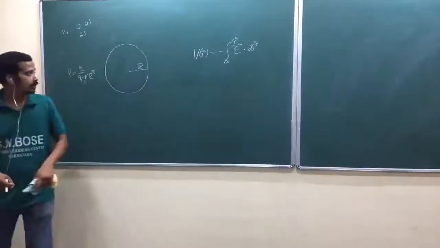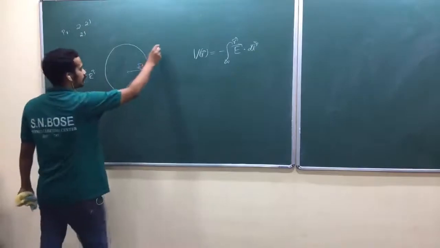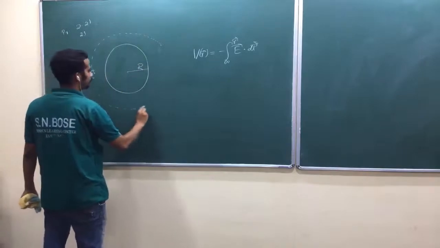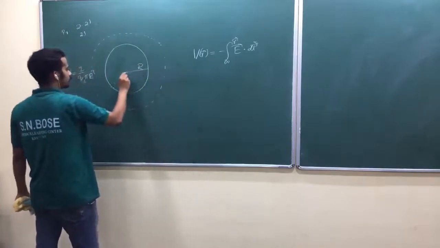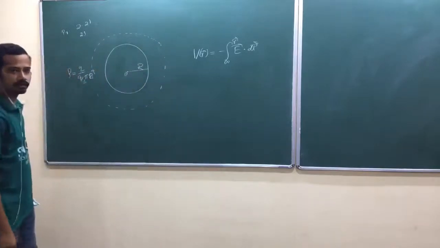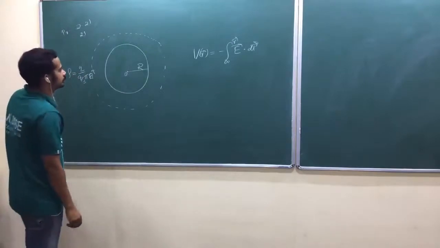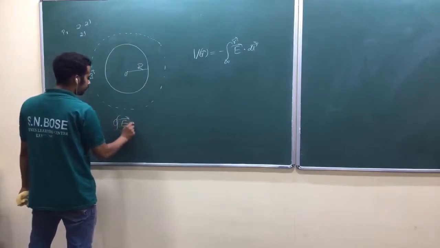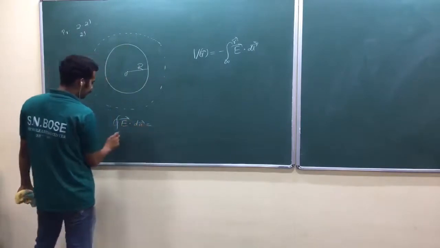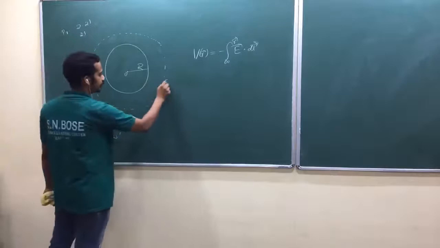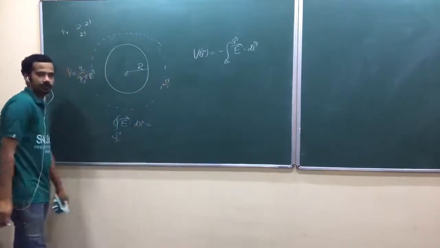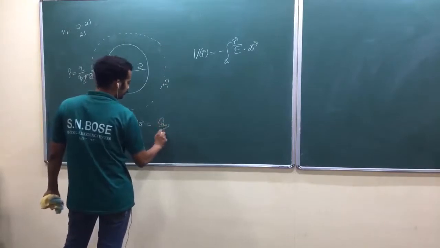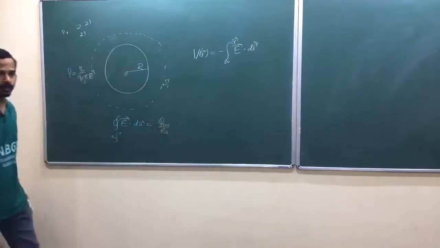Now, outside there is no charge. If I want to find the electric field outside, what should I do? I have to take a Gaussian surface which passes through that point and is concentric with the sphere, and then apply my Gauss law. E dot dA over the closed surface, let me call it surface S1, is equal to Q enclosed by epsilon naught, isn't it?